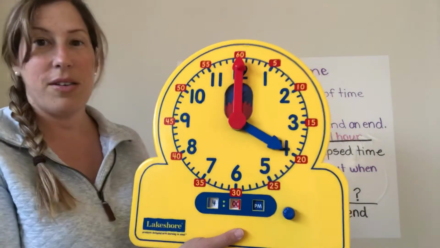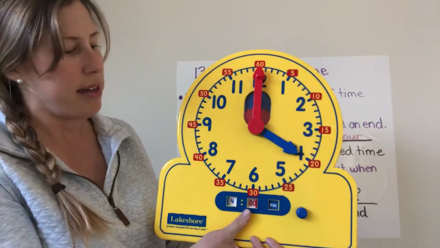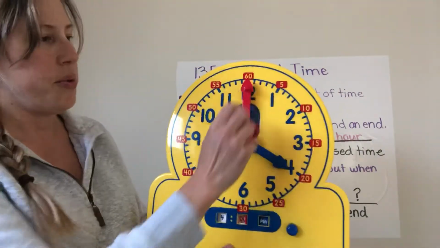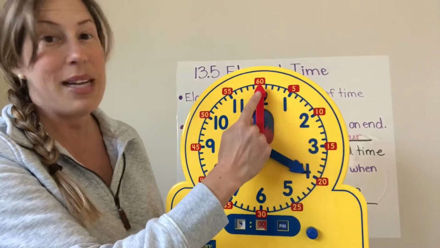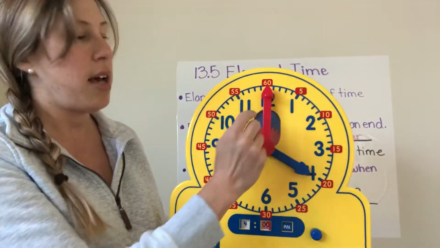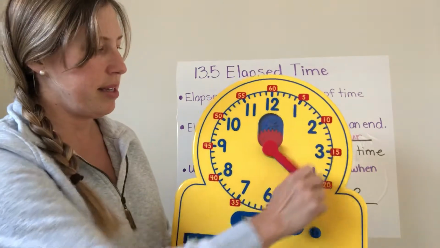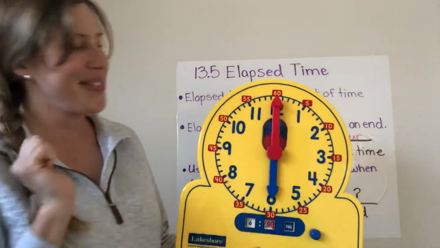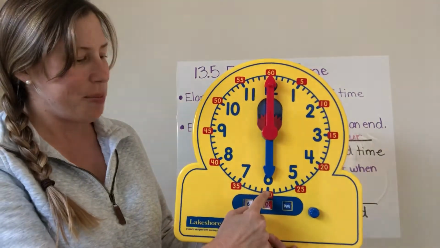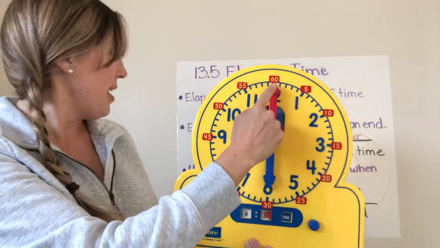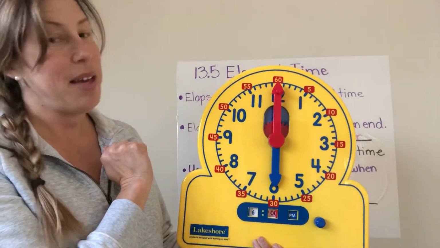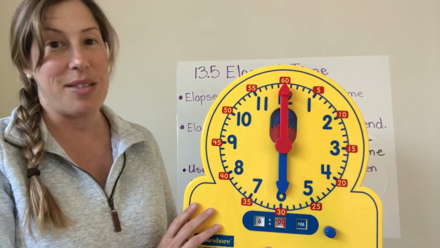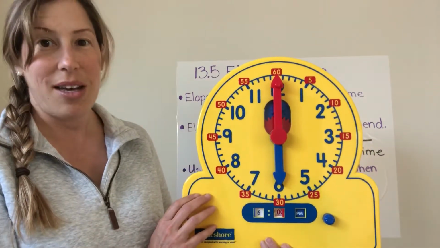Here's 4 o'clock. This is when Oliver's lesson would begin. And if we were told that it was 2 hours long, I would add 2 hours on. That means I'm going to take my minute hand and go around the clock 2 times. Ready? Here we go. 1, 2. And look at that. My hour hand is pointing to the 6 and my minute hand is pointing to the 12. That means it's 6 o'clock. I was able to figure out the ending of his lesson by using elapsed time.